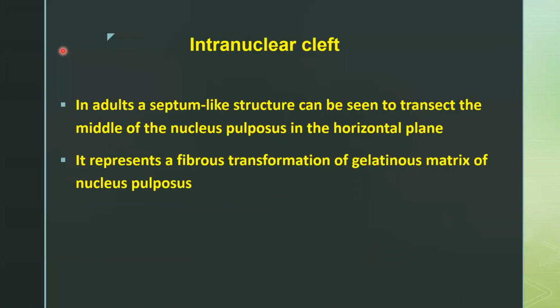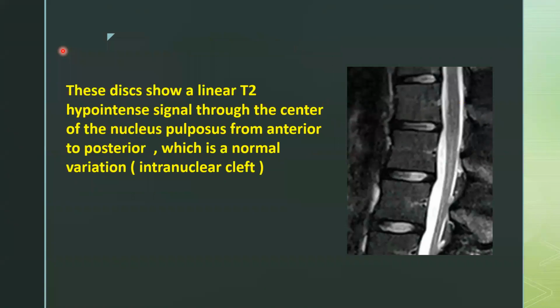Intranuclear cleft. In adults, it is a septum-like structure that can be seen to transect the middle of the nucleus pulposus in the horizontal plane. It represents a fibrous transformation of the gelatinous matrix of the nucleus pulposus. These discs show a linear T2 hypointense signal through the center of the nucleus pulposus from anterior to posterior, which is a normal variation. Intranuclear cleft.